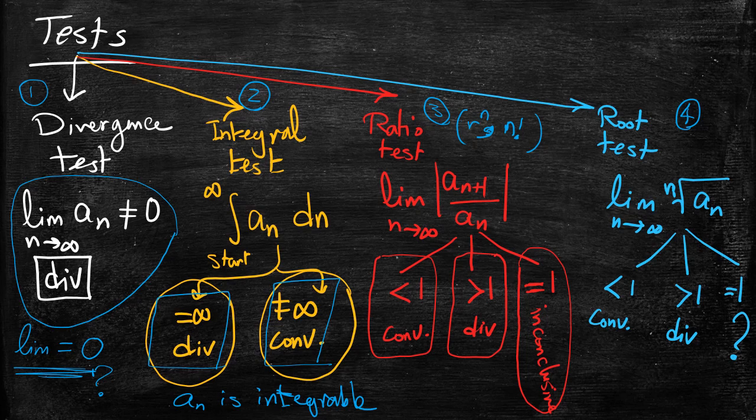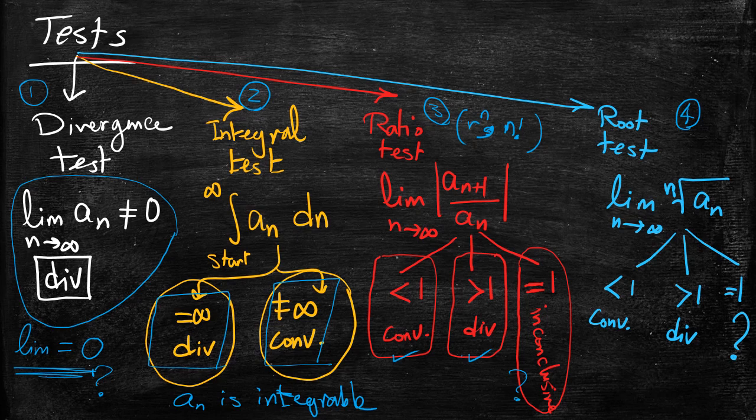This limit can be less than 1, which means an plus 1 will be less than an, which also means this series will be decreasing. So this one is called convergent. If an plus 1 is greater than an at infinity, this means the limit will give us some value greater than 1, so this series will be divergent. If the limit is exactly equal to 1, it's inconclusive and I can't tell using this test.